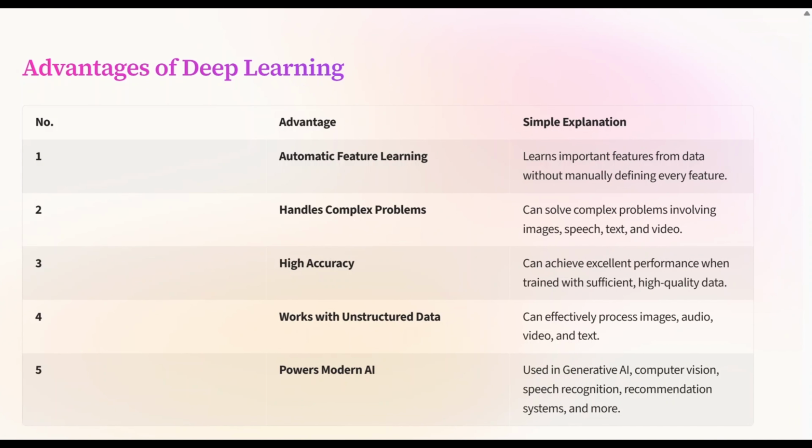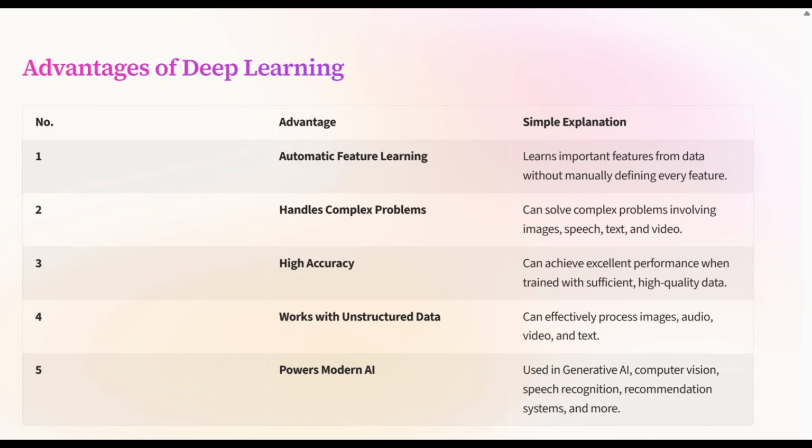So, advantages of deep learning. Deep learning has become extremely powerful and popular because it can solve problems that are difficult to handle using traditional approaches. Let's look at some of the major advantages. The first advantage is automatic feature learning. The model can learn important features directly from data instead of requiring humans to define them manually. For example, in image recognition, the model can learn edges, textures, shapes and even objects automatically. In the traditional approach, we need to give all these things manually, but in deep learning it can learn automatically.